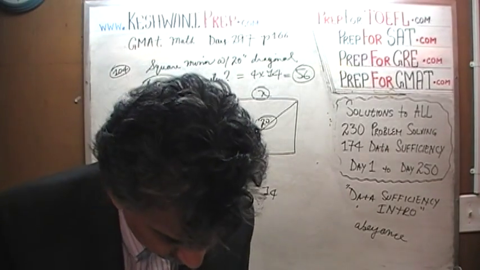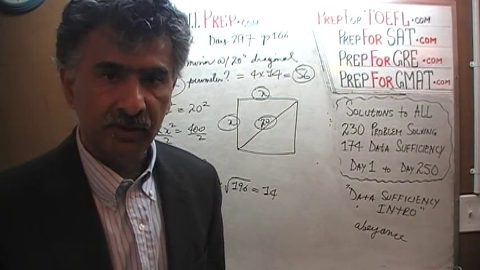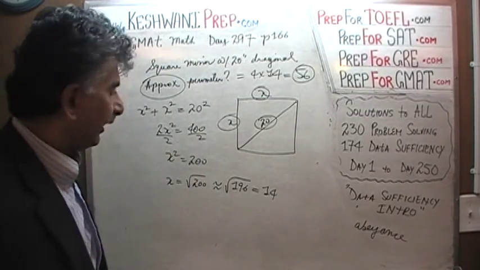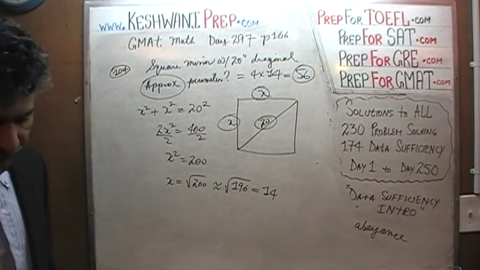Let's see how they present the answer choices. Oh, there you go. 60 is the answer. The answer is 60. Next problem, 105.